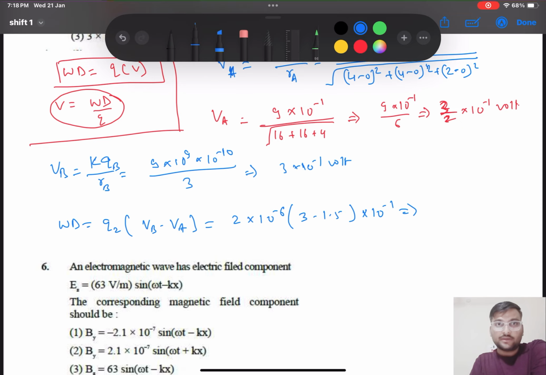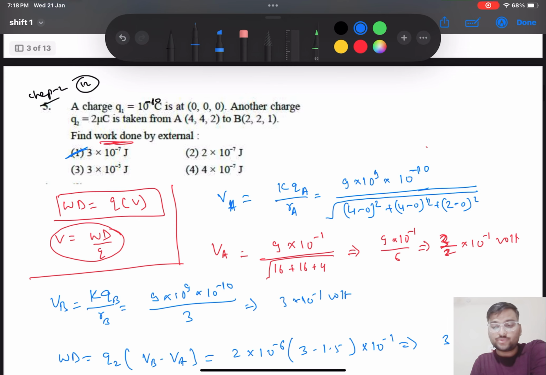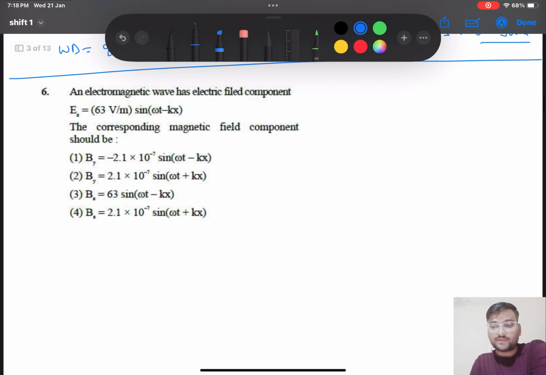Now the work done is equal to Q2, given in the question, into VB minus VA. That value becomes 2 into 10 power minus 6 into (3 minus 1.5) into 10 power minus 1. So the final value becomes 3 into 10 power minus 7 joule. This is the answer, option number first.